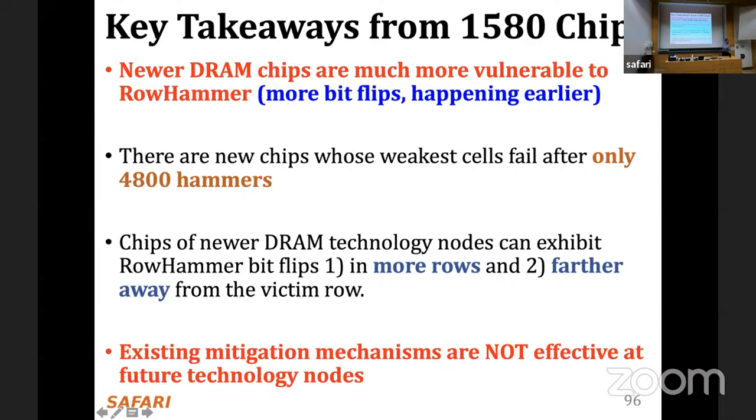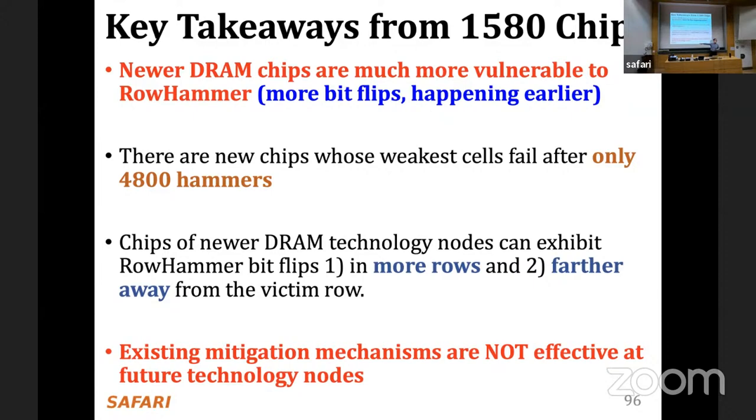Basically, if this scaling trend goes further, let's say you go down to 480 double-sided hammers, which is about 1,000 activations, existing solutions that are proposed are not going to work well. They're either going to not work or they're going to induce significant performance and energy overheads. That's the other finding from this paper.